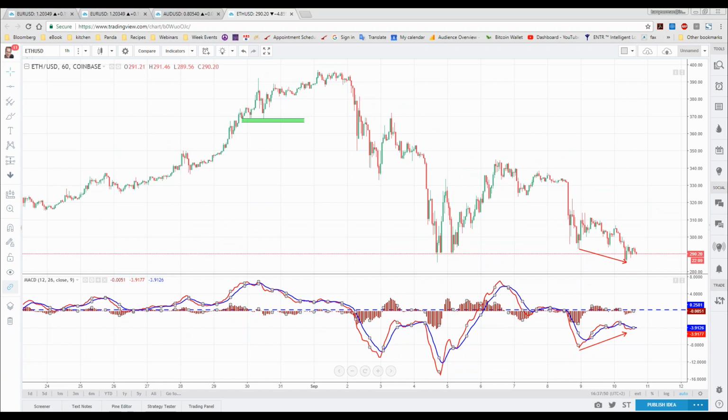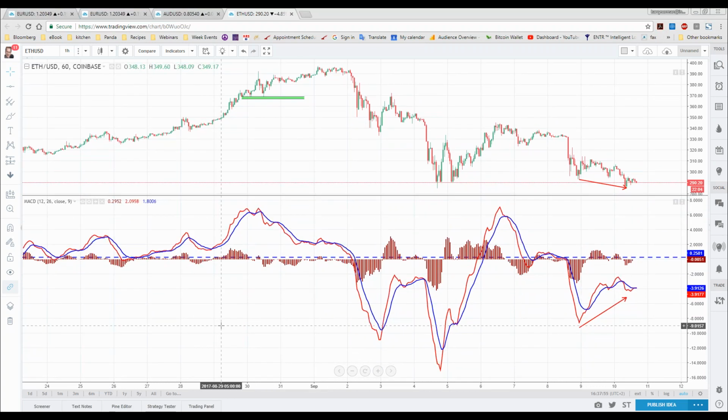And let me move this up a little bit, see if I can make it bigger for you. There we go, now we can see it a little bit better. And let's go talk about this histogram.